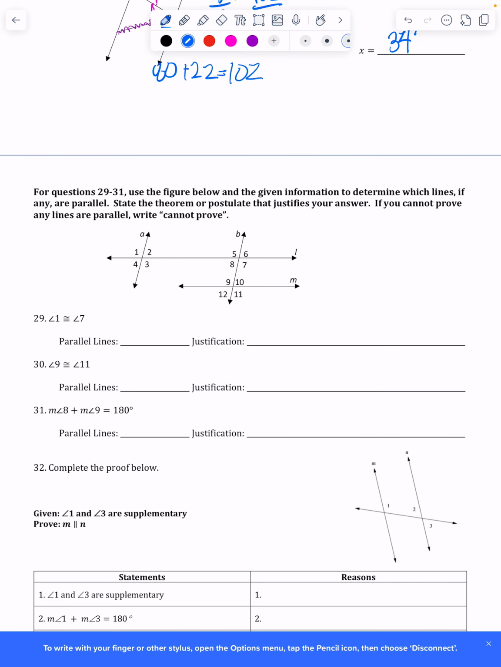All right, moving down here, angle 1 and angle 7 are right here and here, which are touching lines A and B. All right, that means that the parallel lines would be A is parallel to B, and the justification here would be alternate exterior angles.